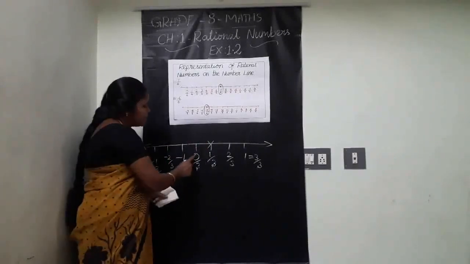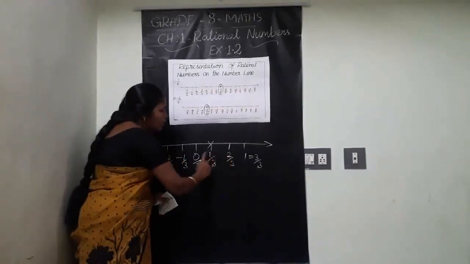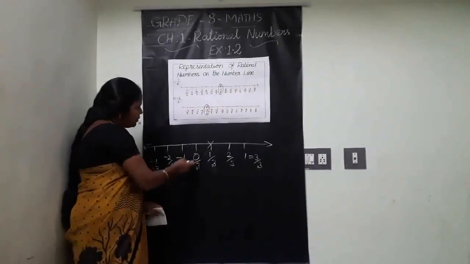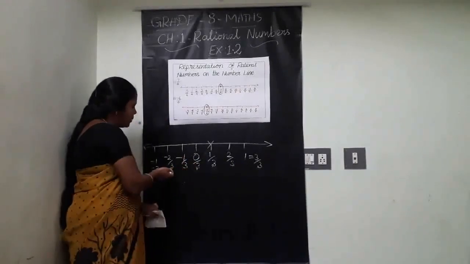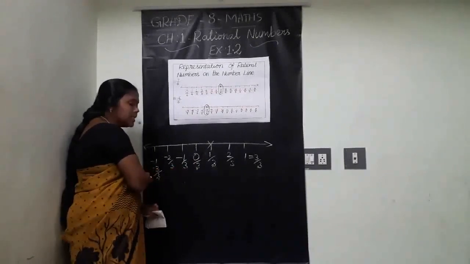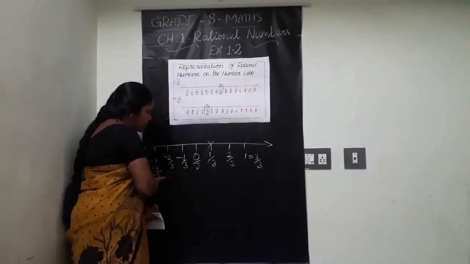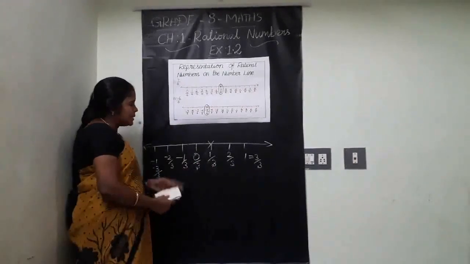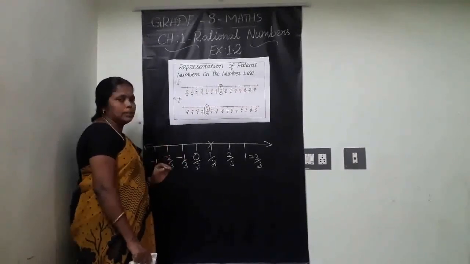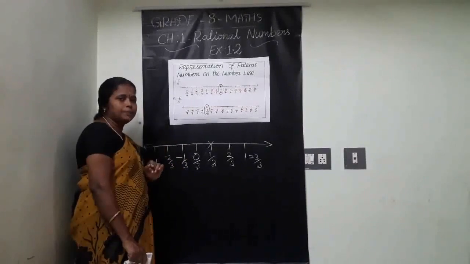Clear? Here 0 by 3, 1 by 3, 2 by 3: from 1 by 3 onwards, on this side, positive numbers are coming. Left of 0, minus 1 by 3, minus 2 by 3, minus 3 by 3 are coming. Actually, what are these? These are positive rational numbers. These are negative rational numbers. This line is called the representation of rational numbers on the line, that means the rational number line. Clear, children?